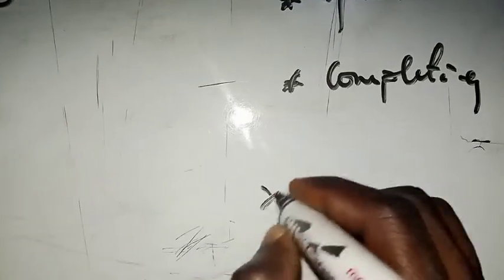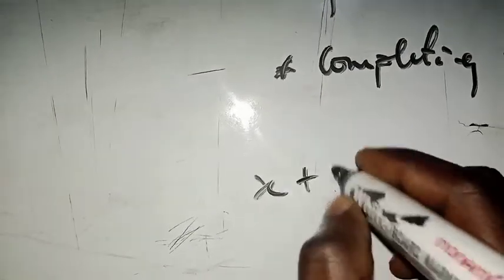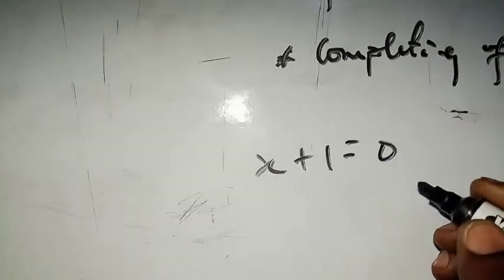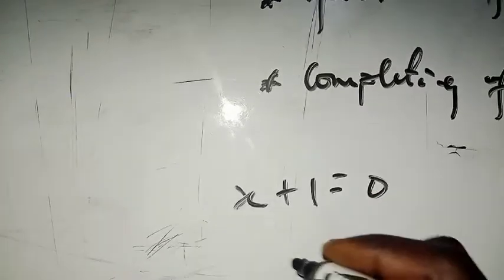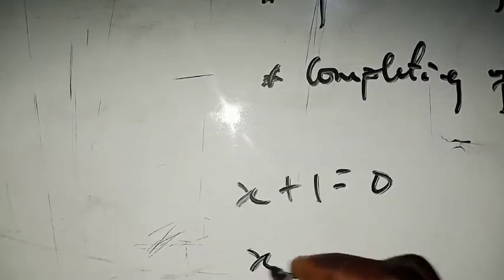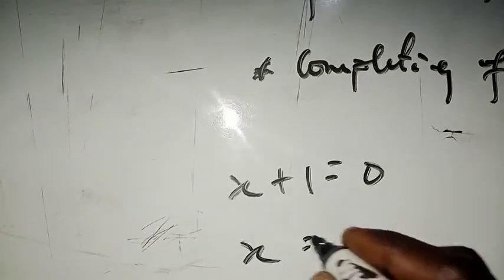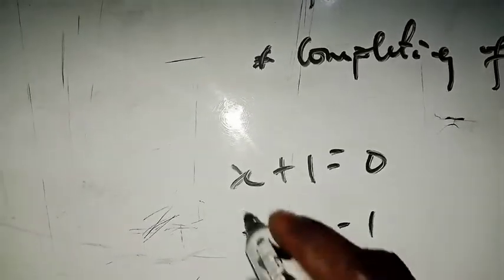Now the idea is that if you have something that goes like this, maybe x plus 1 equal to 0, this is very easy and simple to solve. Is that okay? So you subtract 1 from both sides of the equation. So here that gives us x is equal to -1, right? So that is the answer.